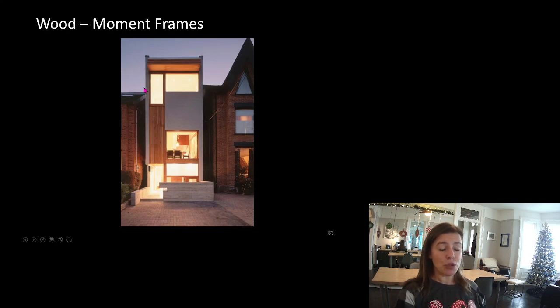And still, Drew understood that in extreme weather events, there was more noticeable deflection. So moment frames need more material, they're less efficient, so they're more expensive, and they still result in higher deflections.